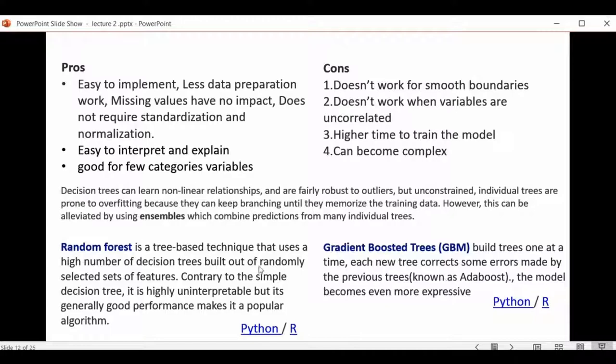And a different way of boosting decision trees is gradient boosted trees. It builds one tree at a time, and each new tree corrects some errors made by the previous tree. So it can be quite descriptive of the problem, or expressive. And we put in code samples for each of those types.